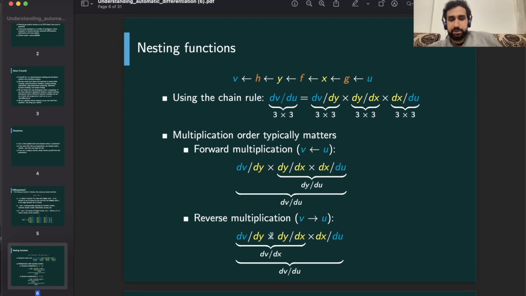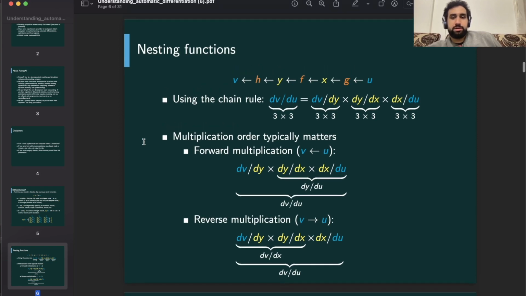Now the other way you can do it is actually in the reverse order. So first you multiply this by that, and then you get this intermediate Jacobian here, which is dv divided by dx, and then you multiply this out by dx du, and you get this dv over du. All right, I'm going to be using dx du, dx over du, and dx divided by du interchangeably in this presentation. So they all mean the same thing as far as I'm concerned.